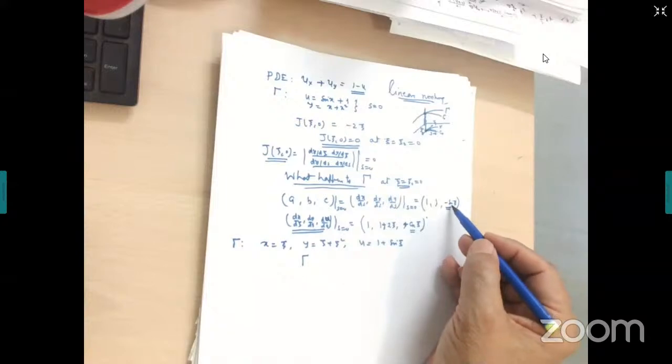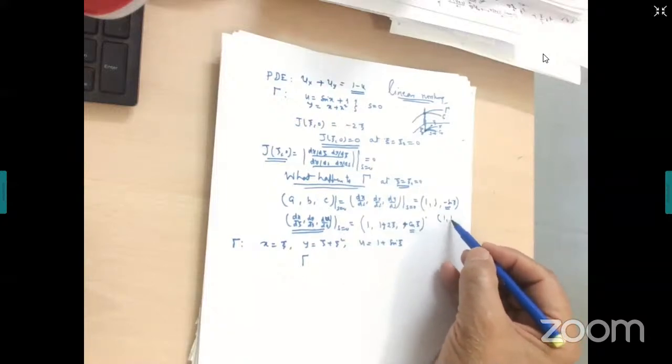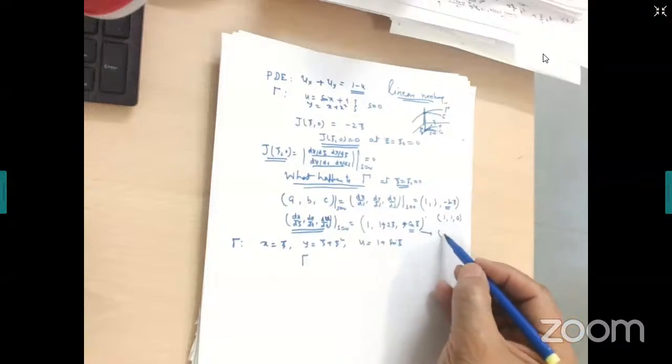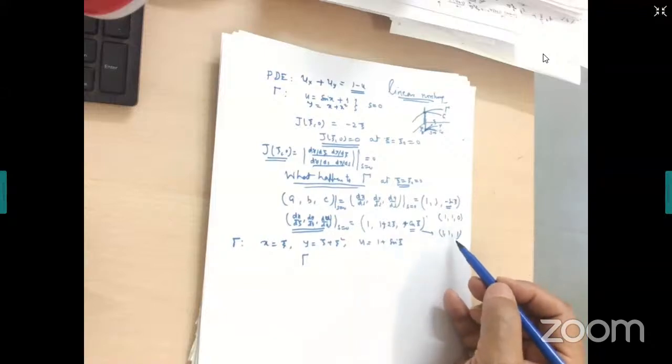Why? Because you see at xi equal to 0, this is 1, 1, 0. But this is 1, 1, 1. So what is the rank of the matrix?